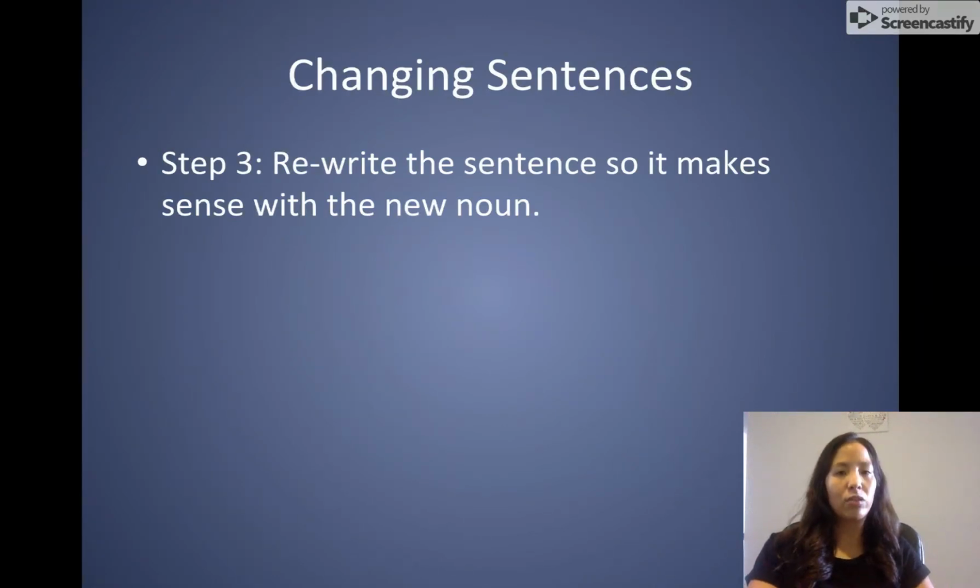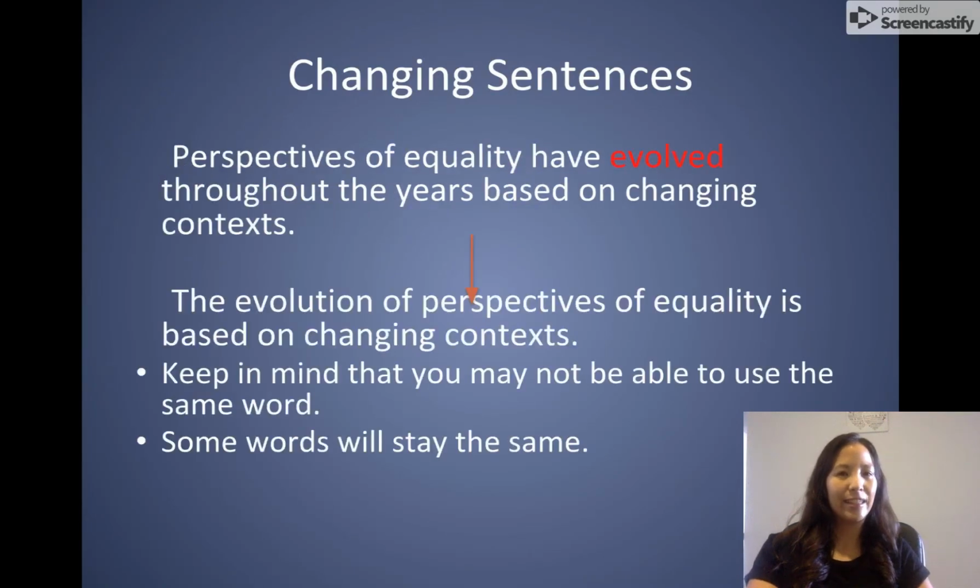Okay, step 3 then is rewrite the sentence so it makes sense with the new noun. Again, please pause this now so I can move on. So the sentence, of course, is perspectives of equality have evolved throughout the years based on changing contexts. And that becomes the evolution of perspectives of equality is based on changing contexts.